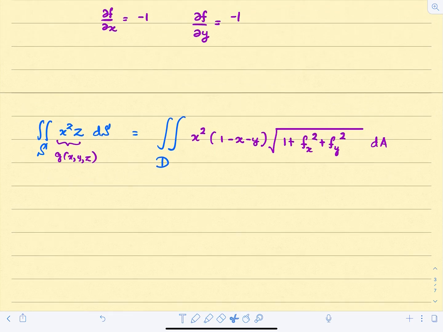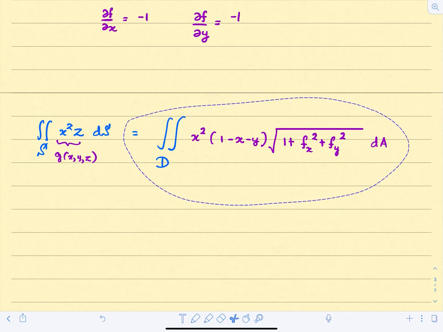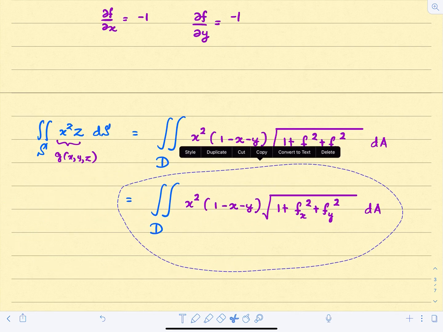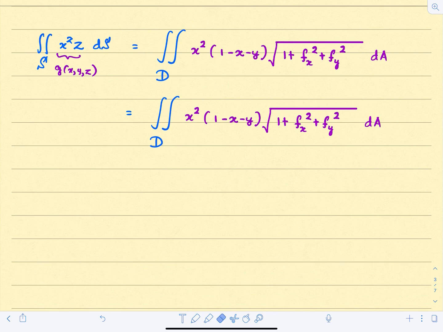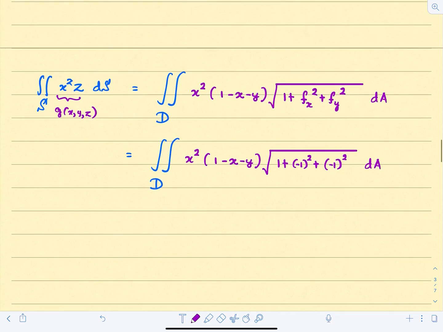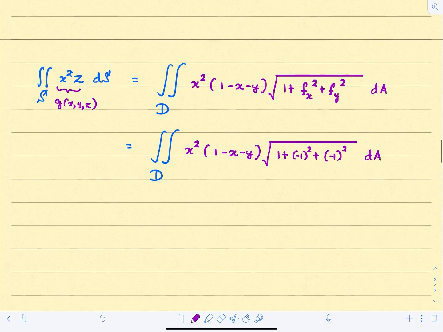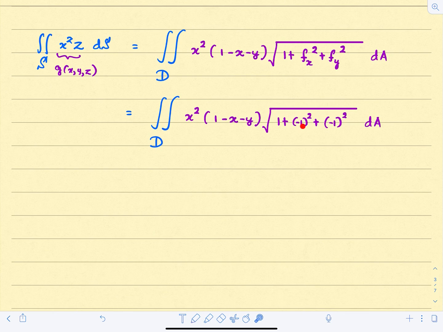So now we can update this equation. Partial f over partial x is -1, so we have (-1) squared plus partial f over partial y, which also equals -1, so we have (-1) squared dA over the domain D. Now let's simplify this integrand. (-1) squared is +1, so 1 plus 1 plus 1 is 3. We have root 3, which is a constant, and let's take it out from the integral sign. And I'm going to distribute this x squared, so we will get x squared minus x cubed minus x squared y dA.